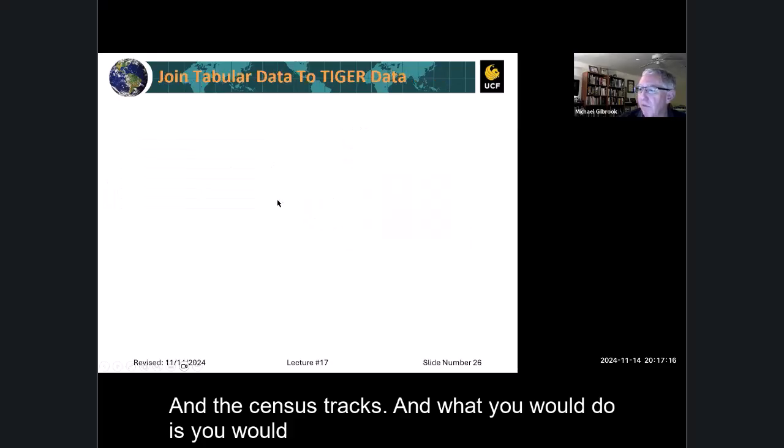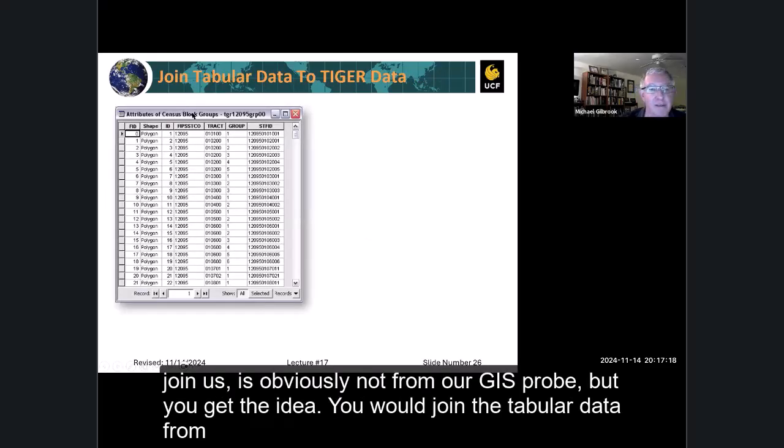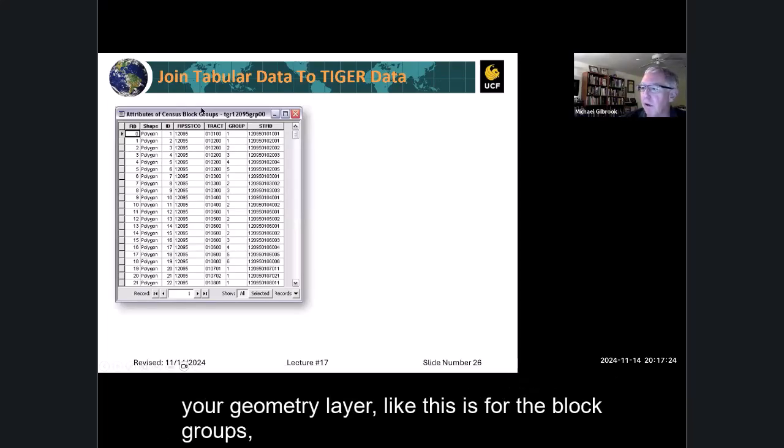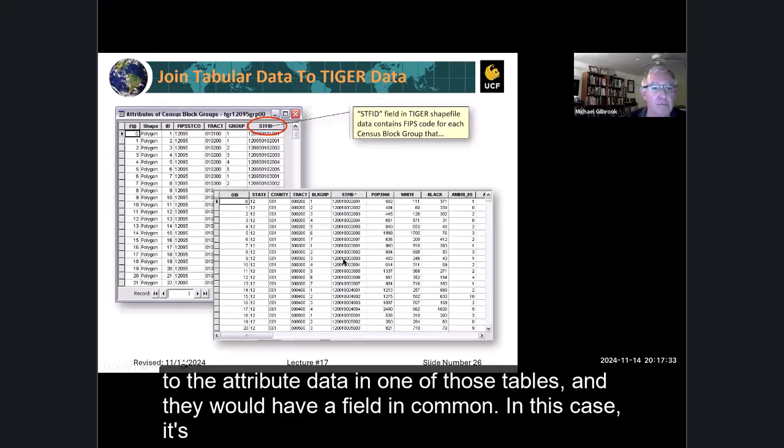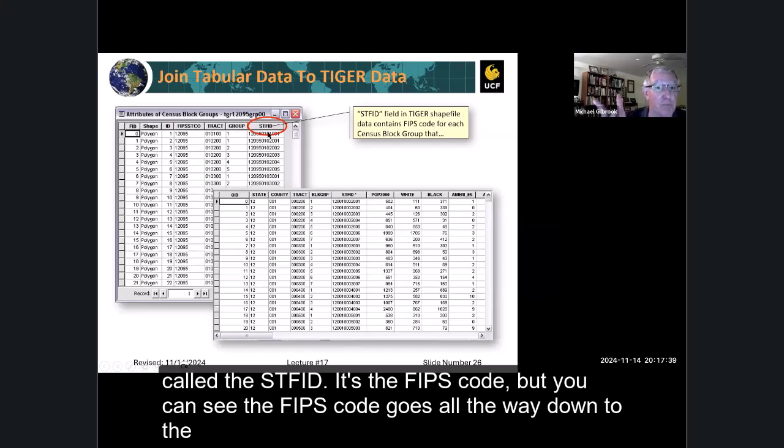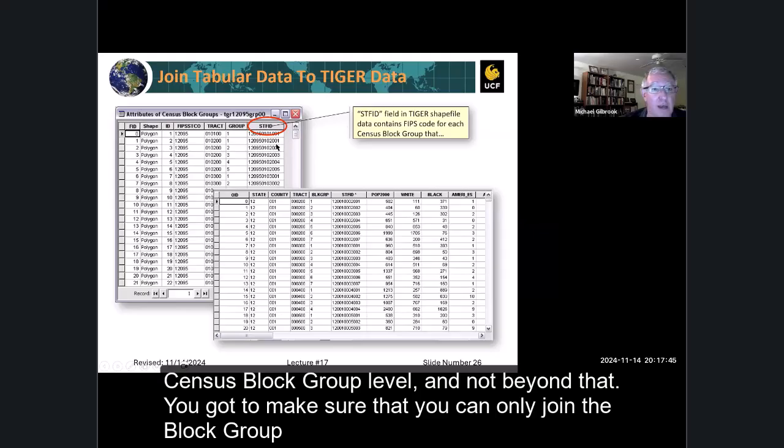And what you would do is you would join, now this is obviously not from ArcGIS Pro, but you get the idea. You would join the tabular data from your geometry layer, like this is for the block groups, to the attribute data in one of those tables, and they would have a field in common. In this case, it's called the STF ID. It's that FIPS code. But you can see the FIPS code goes all the way down to the census block group level and not beyond that.